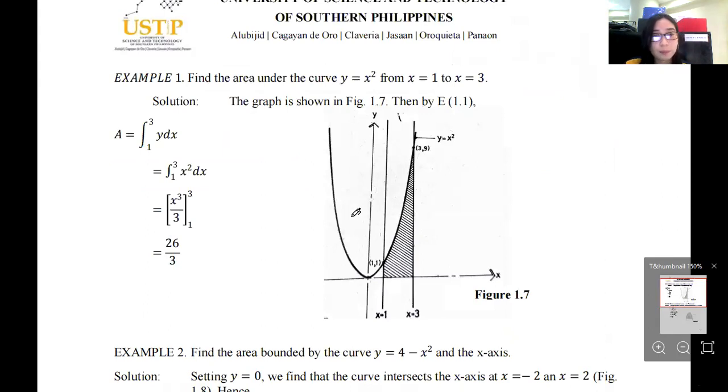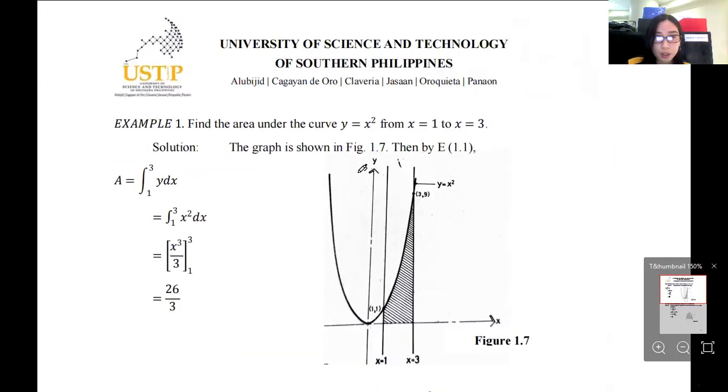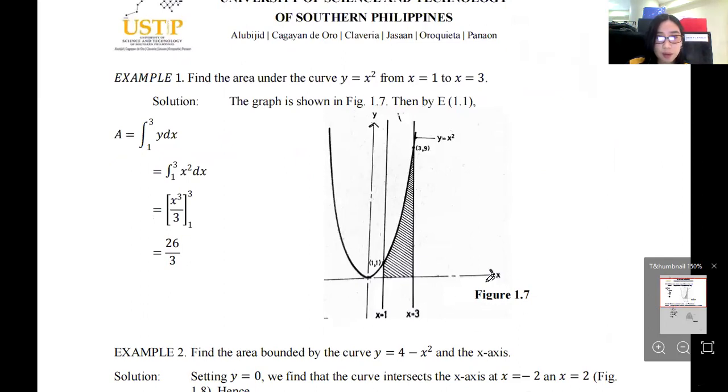Okay, so for example number 1, find the area under the curve y equals x squared from x equals 1 to x equals 3. So the graph is shown in this figure 1.7, so this curve is our given curve, which is y equals x squared. So makuha na nato ang points aning graph class kung atong i-plot, no? Then, from x equals 1, so this one, and x equals 3. So, ang ipangita nga ang area is this one.